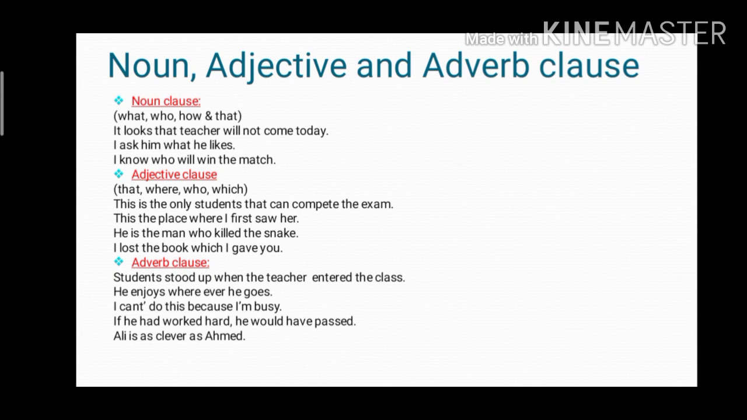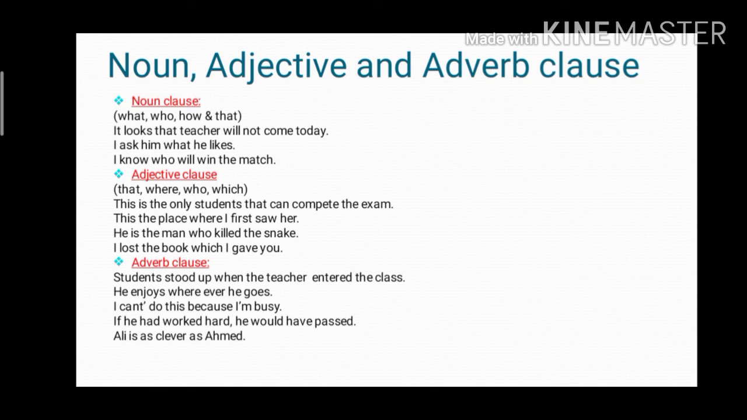In the next sentence, I ask him what he likes. Here what he likes is a noun clause. How? Because here what represents a noun. Here, in I ask him what, what has been used for a noun. What he likes means a book, a bike, a car. Here what represents a particular noun. So here we can say that our second clause, what he likes, is a noun clause.